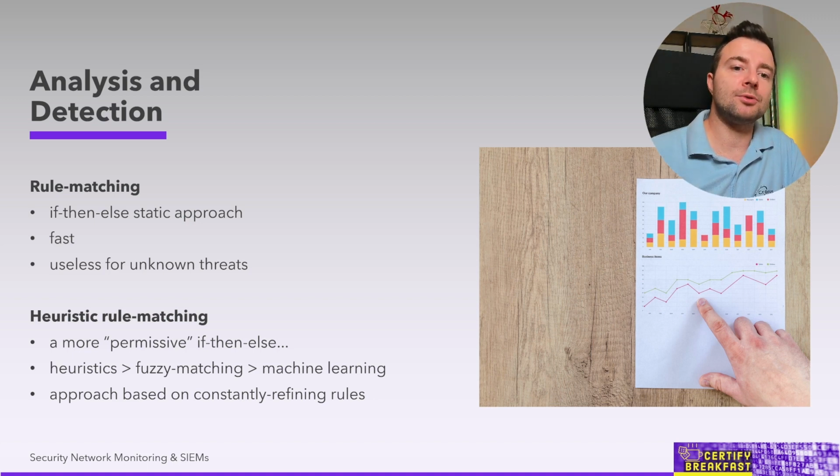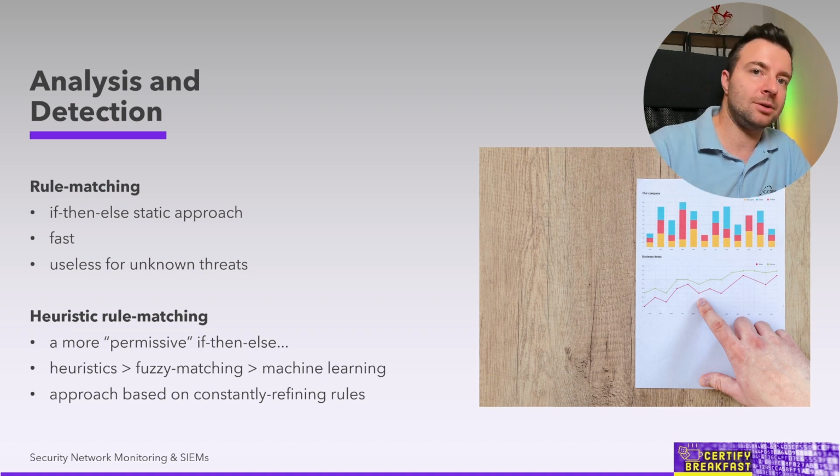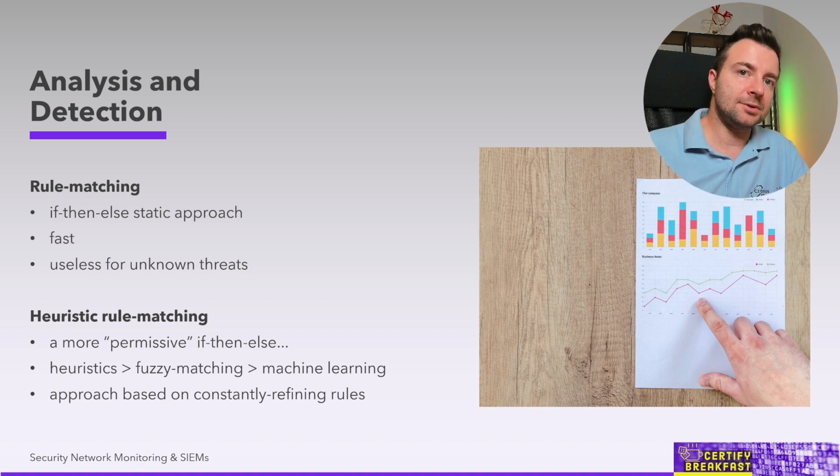This is a type of rule matching where we're not looking for an exact match for the specific type of event, but we're looking for something that is pretty close to it, all right? So this type of approach relies on a more permissive set of rules. So if it doesn't 100% match our rule, let's say we have some events that are pretty close to it and match it like 80 or 90%. Now this also requires you to fine-tune your rule set.